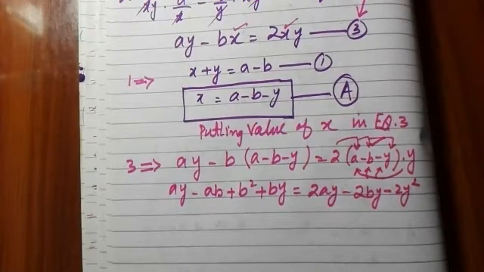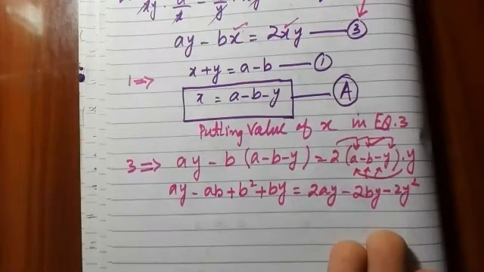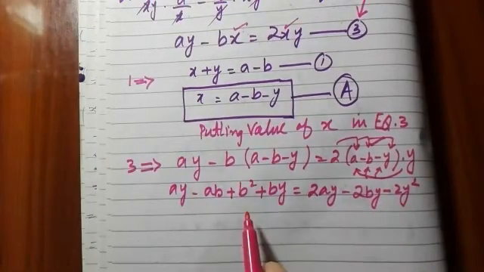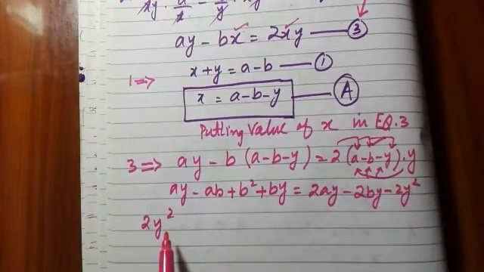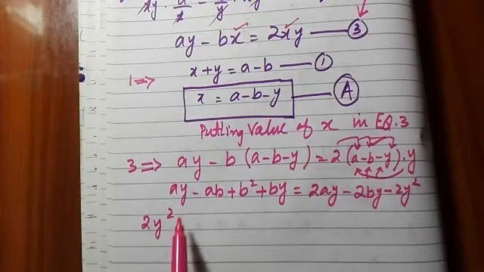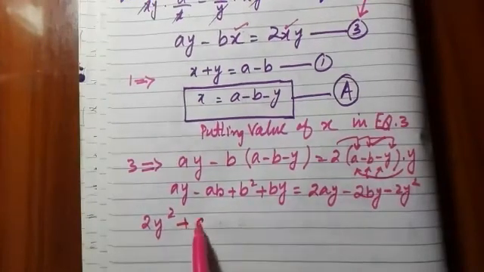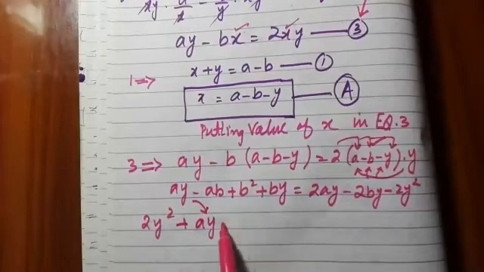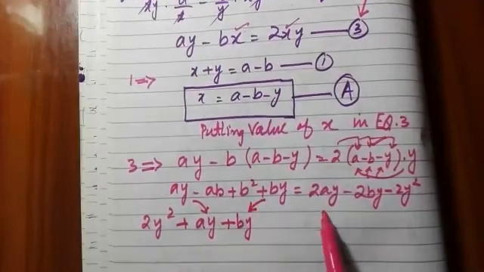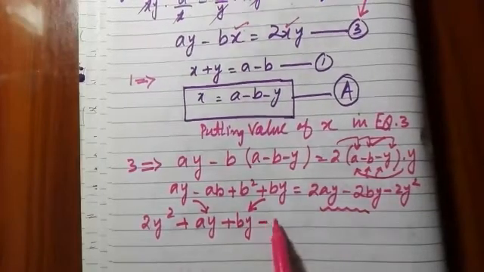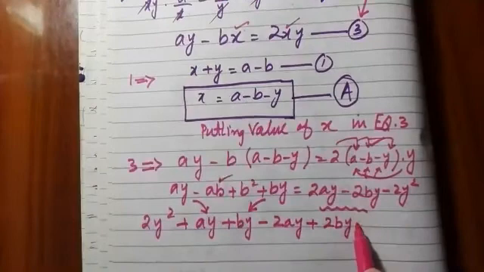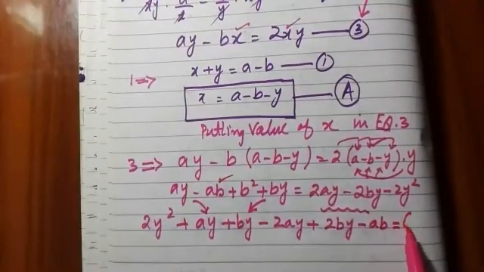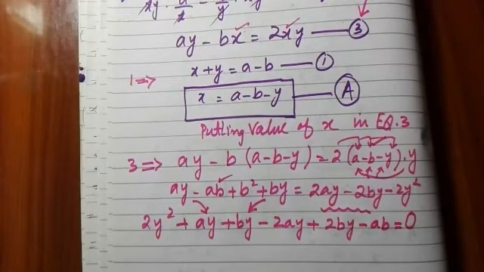So once it has been done, what will you do? You will collect the terms of y squares and y's on one side, and then we will simplify it. So I'm shifting all the terms from the right hand side towards the left hand side. So it will become 2y square, and first 2y square is shifted, then ay, which is right here on the left hand side, and plus by, which is also on the left hand side. And now I am shifting these two terms involving y's on the other side. So it will become 2ay plus 2by, and we have left one term, that is minus ab, which is already on the left hand side, and there will be 0 on the right hand side.